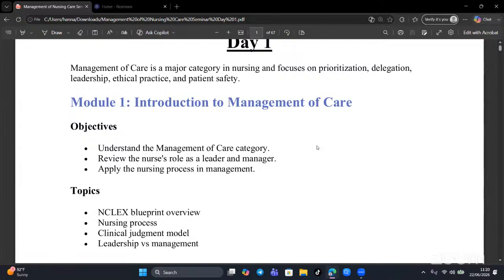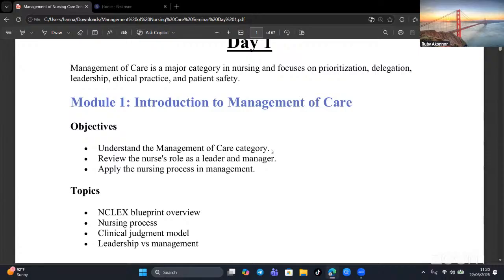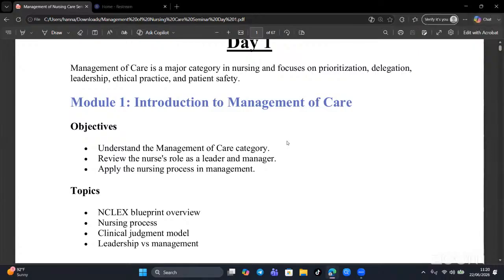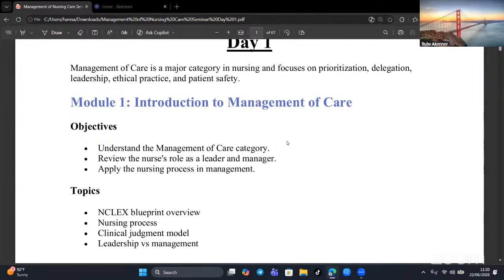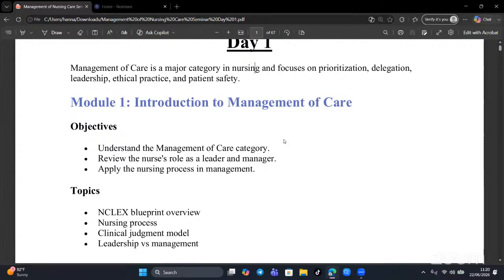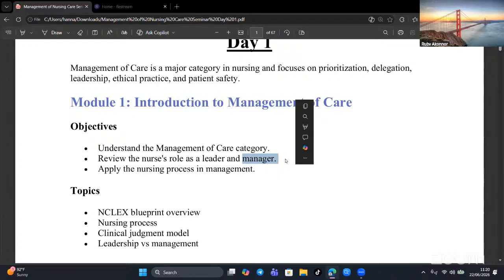We are going to help you understand it. So, what are the objectives under the introduction? Understanding management of care categories. There are different categories. Then review the nurse's role as a leader and a manager. Do you know that on the ward, we have a leader and we have a manager? There are two different roles that people's attention has not been drawn to.